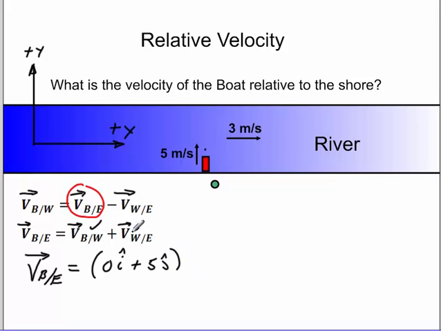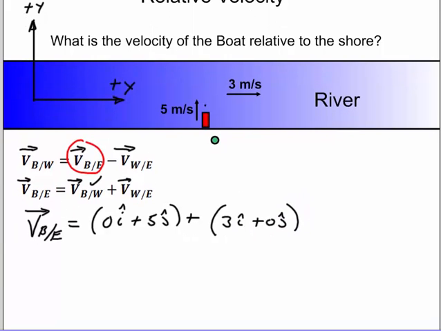Alright, so now we got that one done. We come to the velocity of the water in respect to the Earth. Well, in respect to the Earth, if you're watching the water go down, this water molecule looks like it's going down the river at 3 meters a second. So we'll put 3 i hat plus 0 j hat.